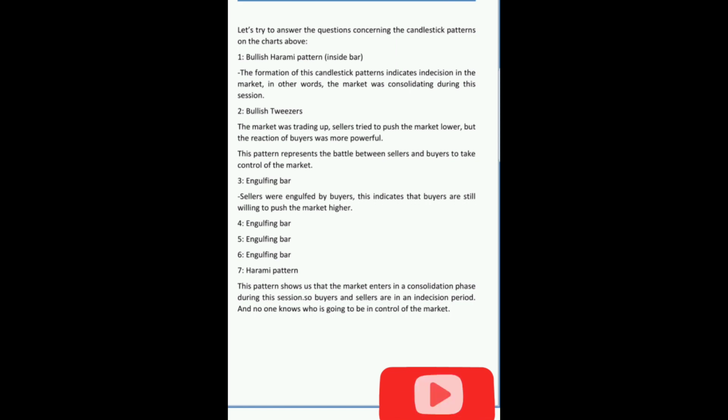3. Engulfing bar. Sellers were engulfed by buyers. This indicates that buyers are still willing to push the market higher. 4. Engulfing bar. 5. Engulfing bar. 6. Engulfing bar. 7. Harami pattern. This pattern shows us that the market enters a consolidation phase during this session. So buyers and sellers are in an indecision period, and no one knows who is going to be in control of the market.